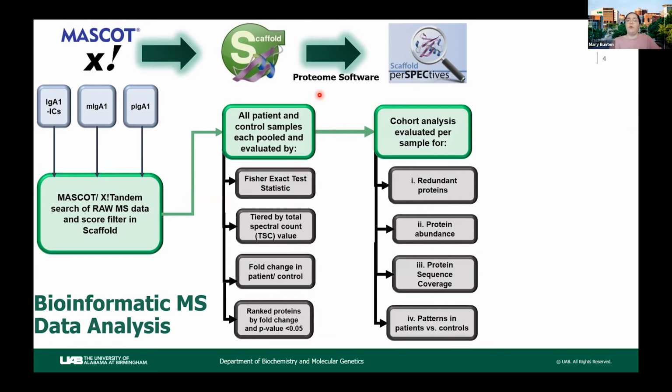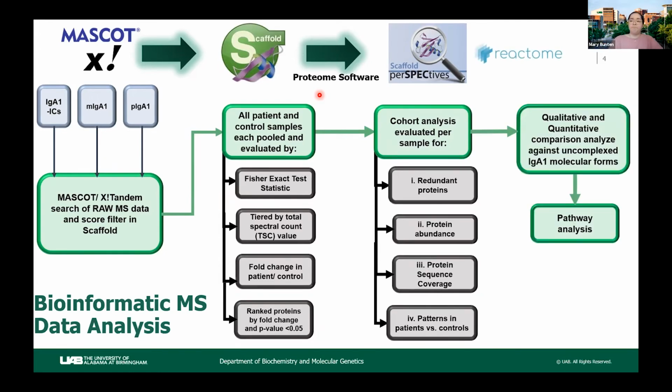And because this is relative abundance and doesn't use labeled standards, we went into each sample in the cohort and evaluated just for quality. So looking at redundant proteins that may have been identified, protein abundance, the sequence coverage, and also patterns in patients and controls in our different cohort groupings. And then using both this qualitative and quantitative comparison, we can analyze against those molecular controls I talked about earlier, the uncomplexed forms of IgA1.